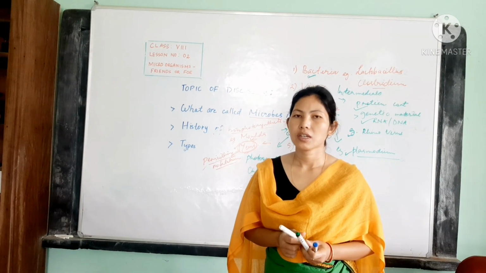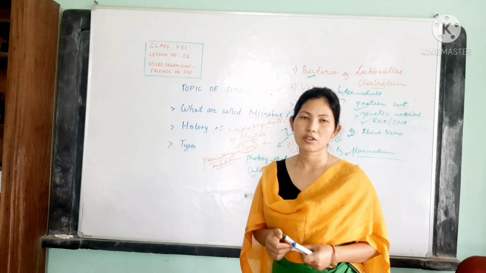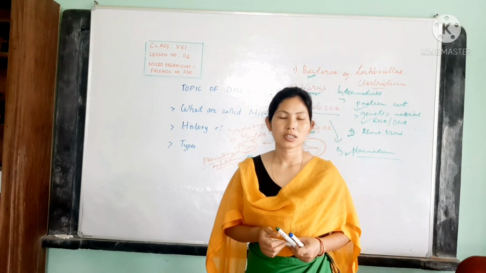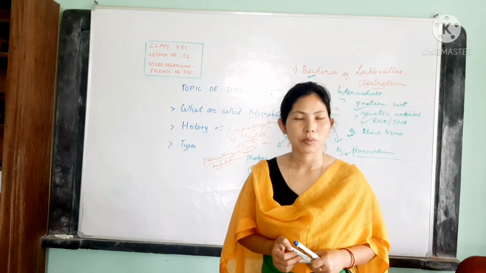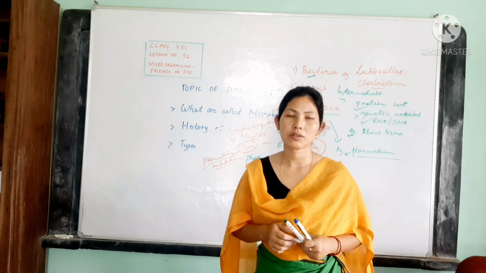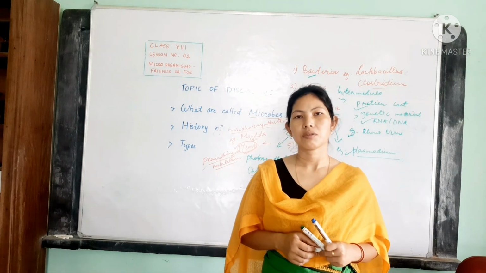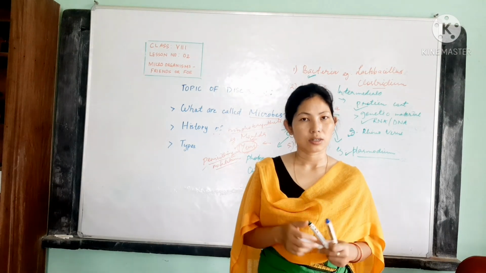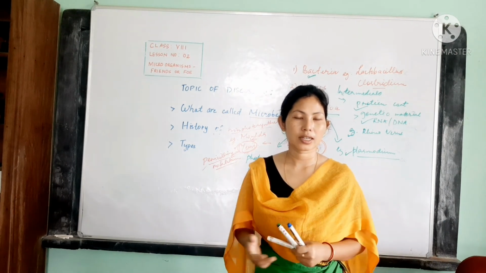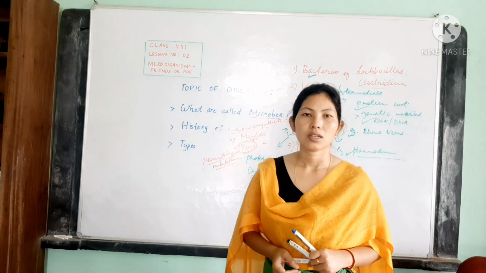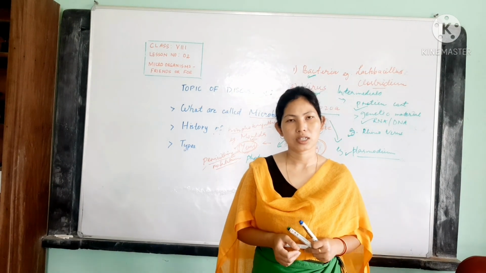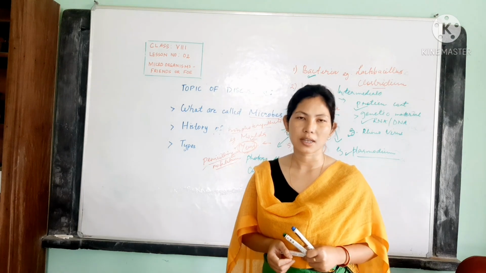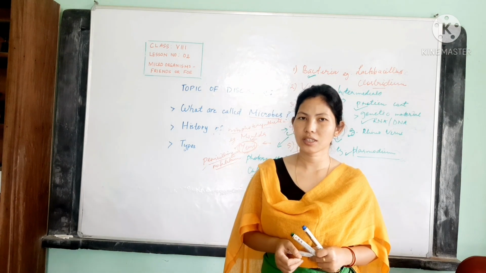So I hope you learn it, and at the end of the class, there is an assignment for you. You will draw the diagram of microscope and you will label its different parts and you will write down its function. That is number one. Then secondly, you will write down the different classes of microorganisms with their example. Okay, so that's it for today's class.